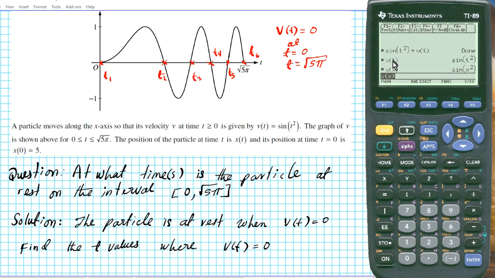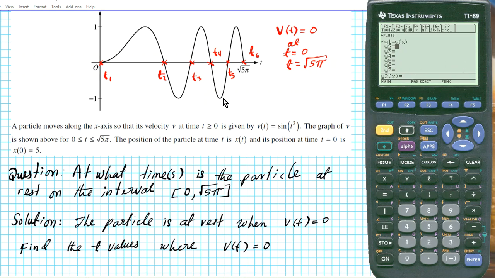So the nice thing about storing this function here is you can do all kinds of things with it, as I said earlier. So if I go to my Y window here, instead of entering v of t, I'll just simply enter v of the independent variable in the graphing window, which is x. So when I enter v of x, what's stored here is not sine t squared, it's sine x squared. You always have to change the independent variable to x whenever you're graphing. It's not flexible, it's always x. So we have that taken care of.